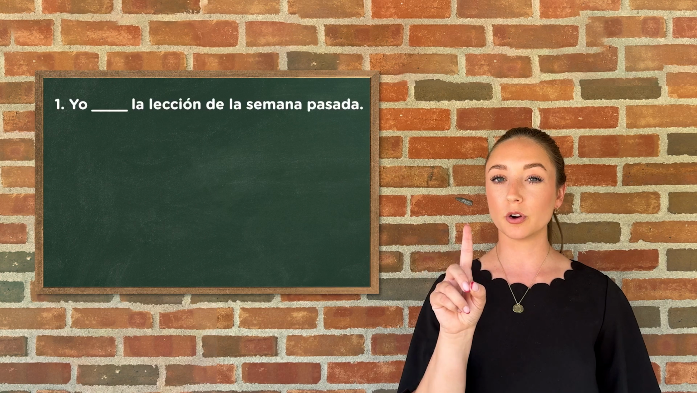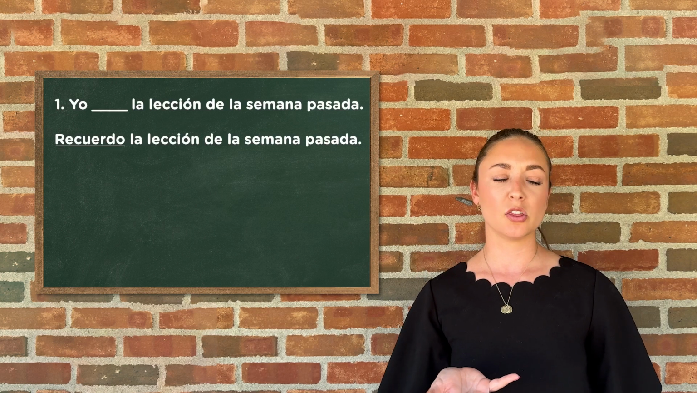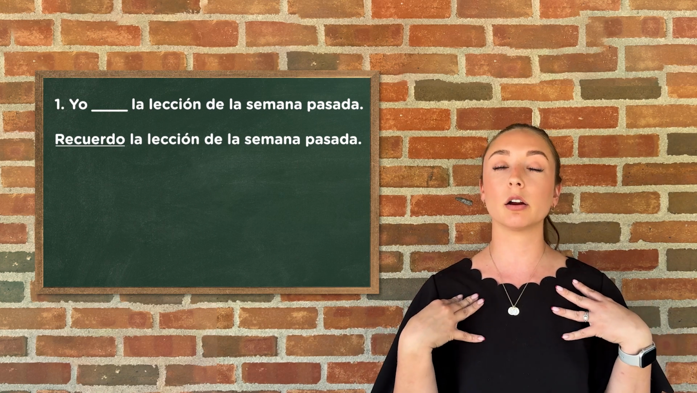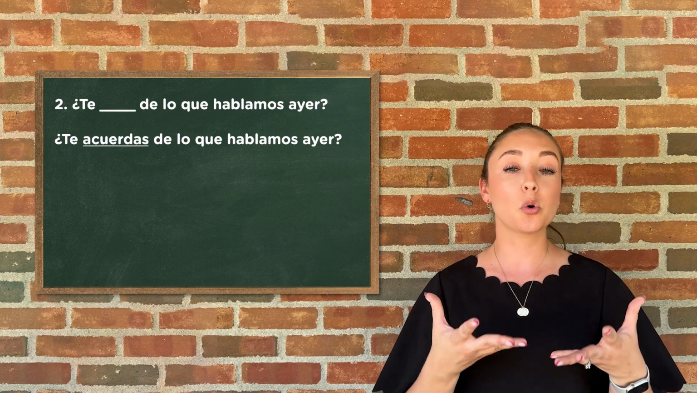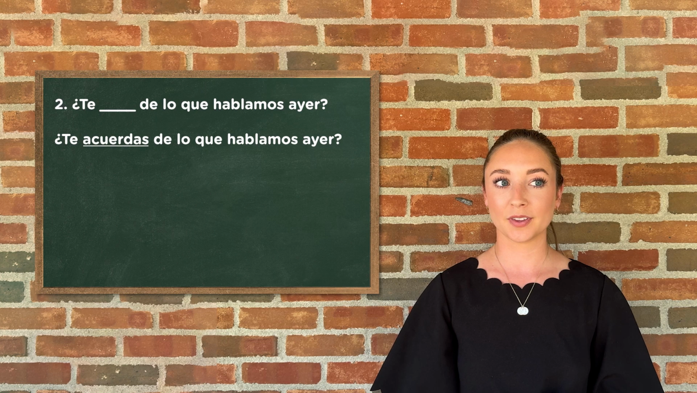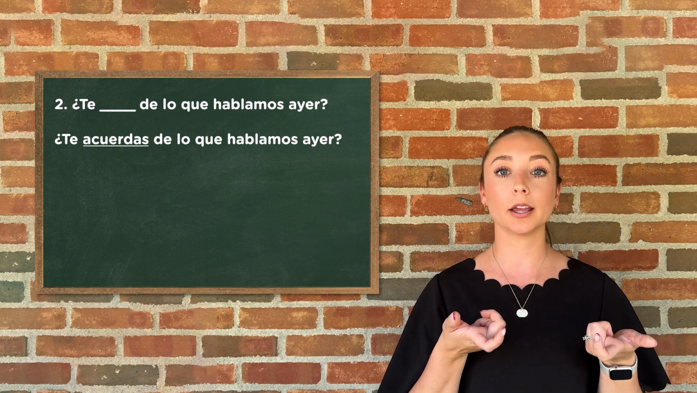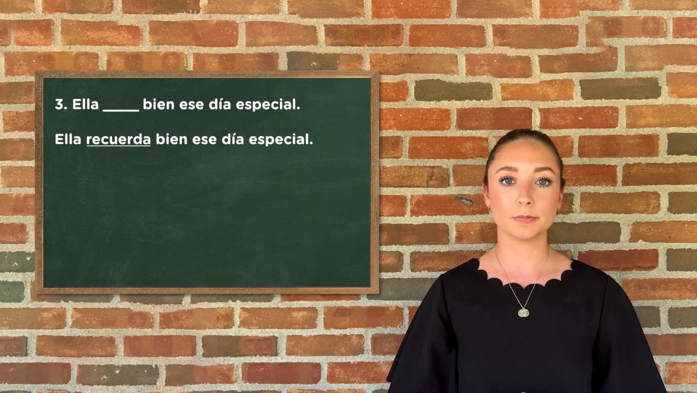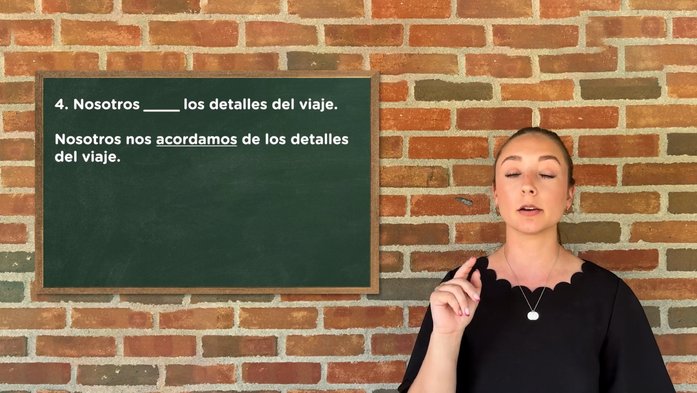For número 1, I would use recuerdo la lección de la semana pasada. There's no reflexive pronoun in front, and there's no de in there. So that cues me in, all right, I'm going to use a form of the verb recordar. Número 2, te acuerdas de lo que hablamos ayer. How do I know that? It has a reflexive pronoun in the front, and then afterward it's followed by a de. Número 3, ella recuerda ese día especial. Y finalmente, número 4, nos acordamos de los detalles del viaje. How did you guys do?